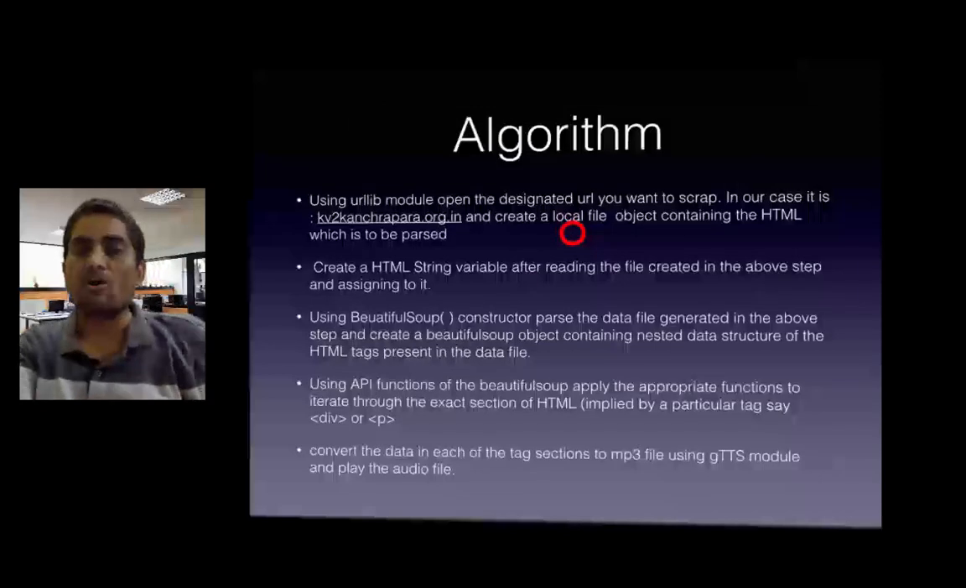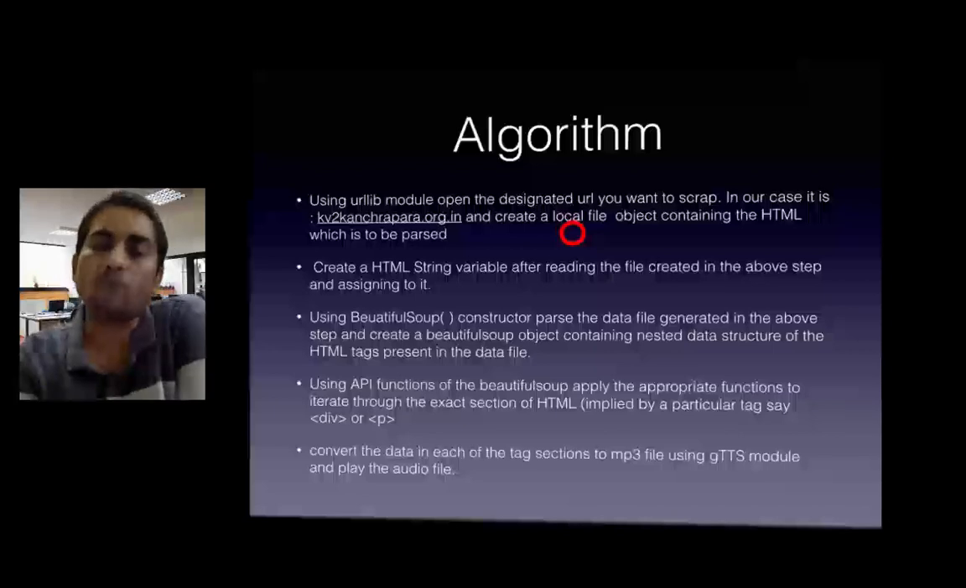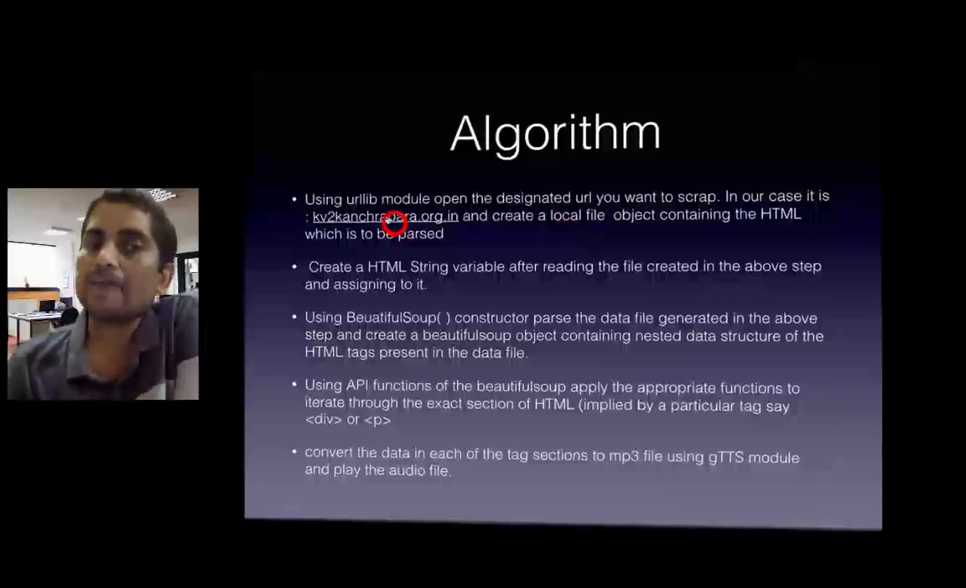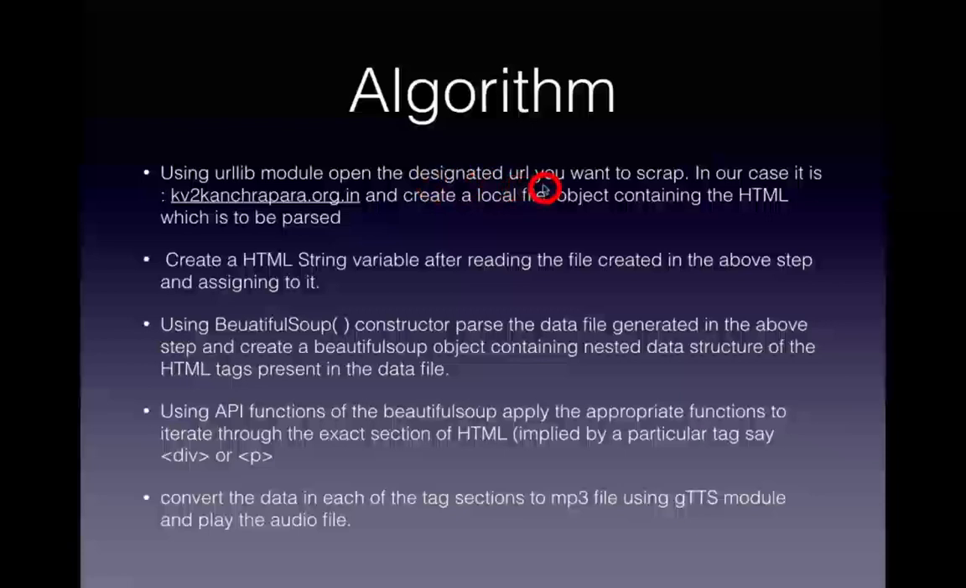Now let us concentrate on the algorithm. What is the algorithm that we have to follow in this program? First, we have to use the urllib module to open the designated URL. The designated URL here is my school's website, KV2 Kanchapada, and using the urllib module I will open up this URL. Then we have to create a local file object containing the HTML which is parsed from this URL.